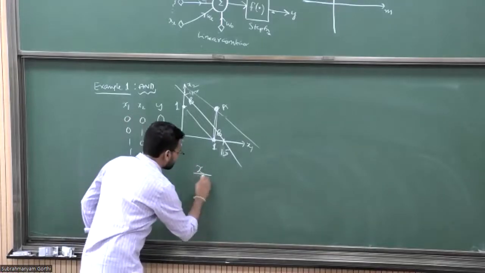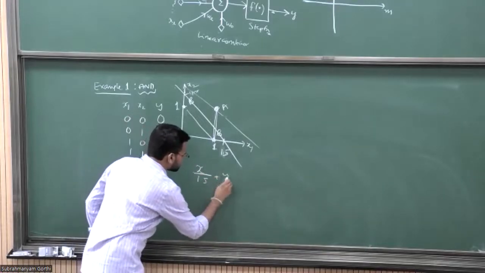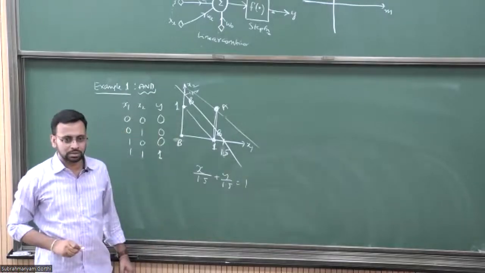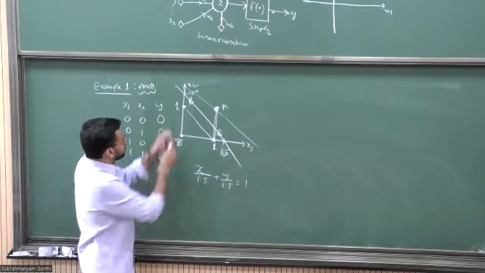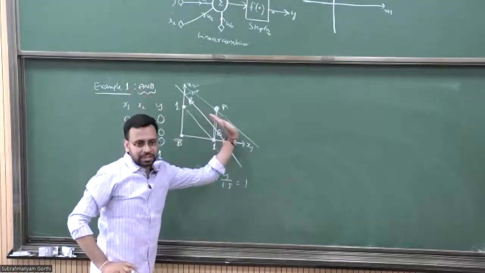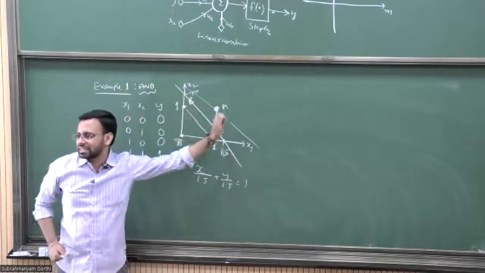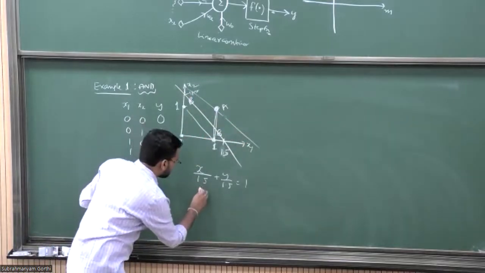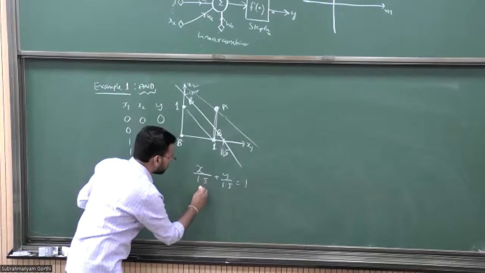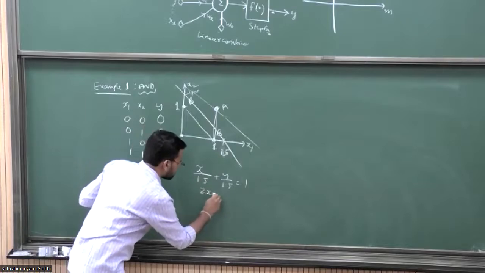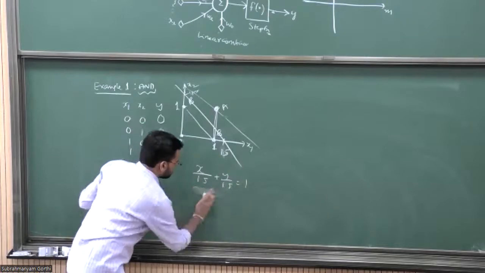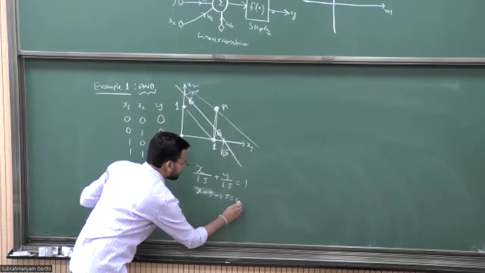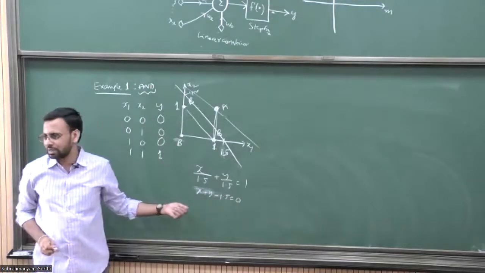So I could put x/1.5 plus y/1.5 equal to 1. Of course, I could consider lines with different slopes also, as long as they separate. So this could be, for example, 3 by 2, right? x plus y minus 1.5 equal to 0. Isn't it? That's all, right?